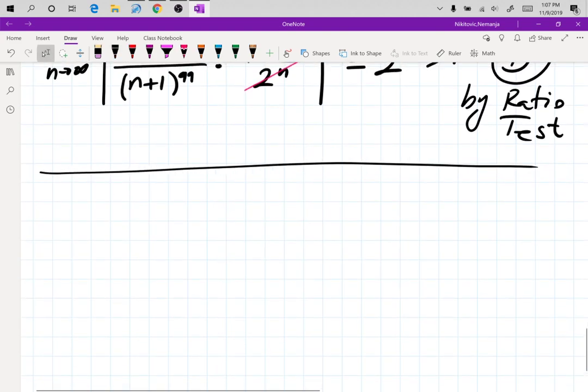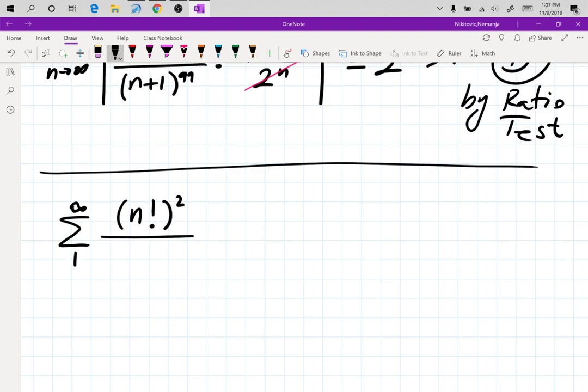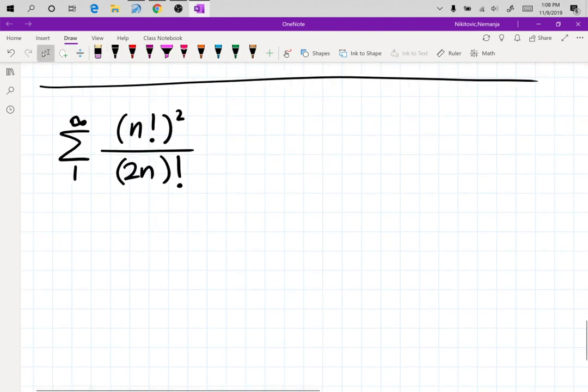Lock the doors. Summation from 1 to infinity of n factorial squared divided by 2n factorial. I'll let you bake. Now, this is mathematical flexing. I mean, nothing works this way. But let's see.